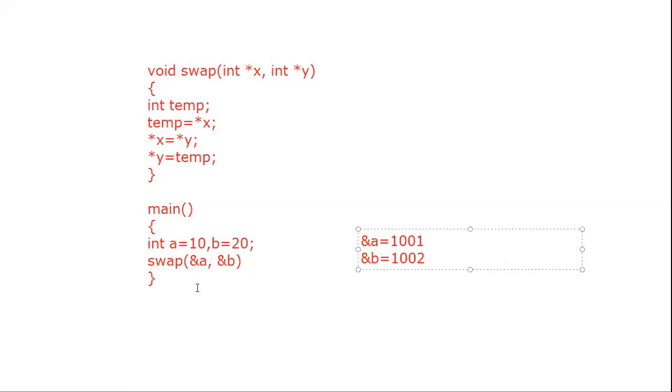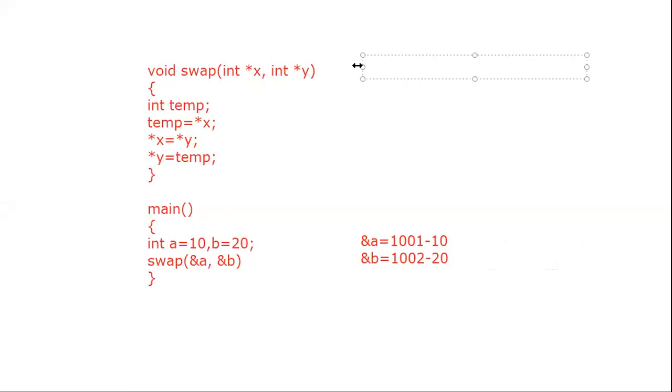So the address of a is 1001 and the address of b is 1002, and they store the values 10 and 20 at those memory locations. These are the values, and 1001 and 1002 are the addresses of the variables a and b. But when we perform the call, we directly pass these addresses to the called function.